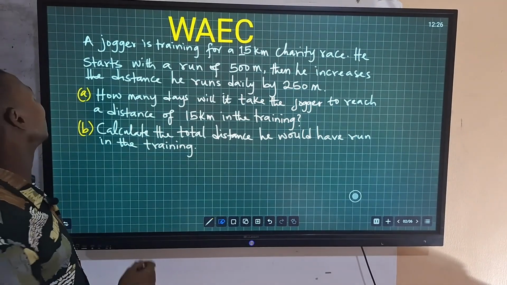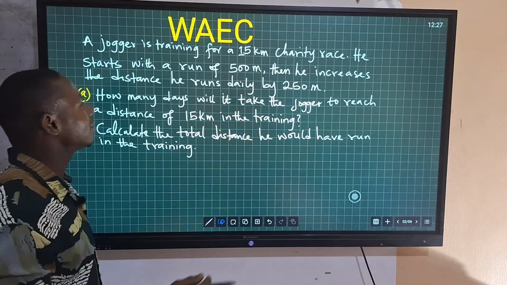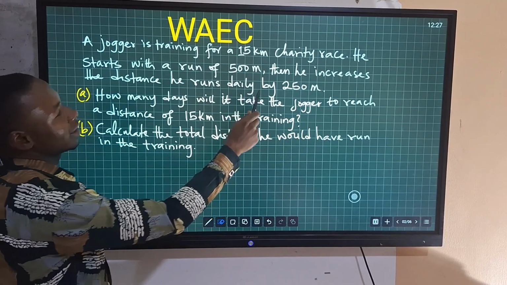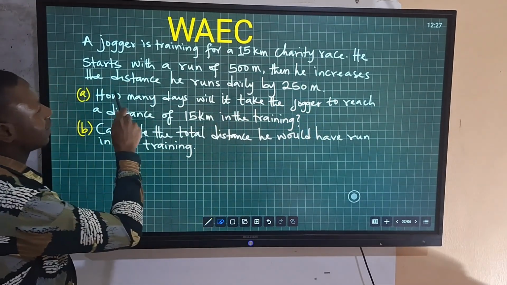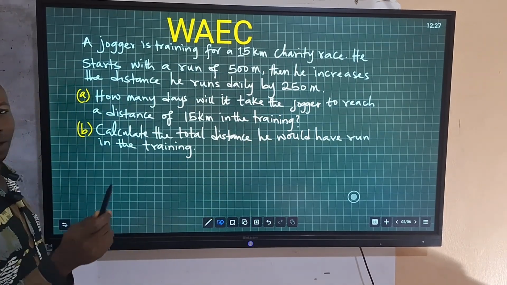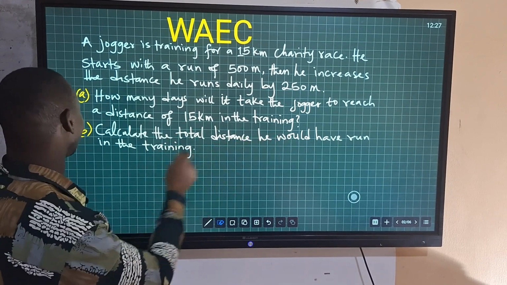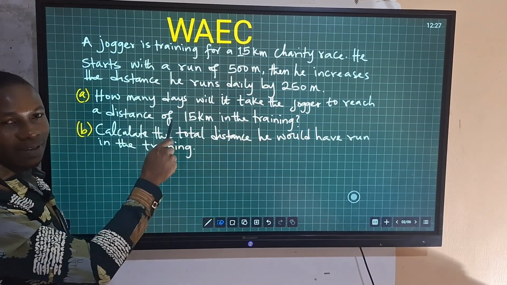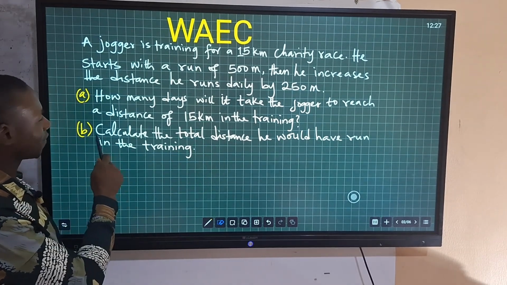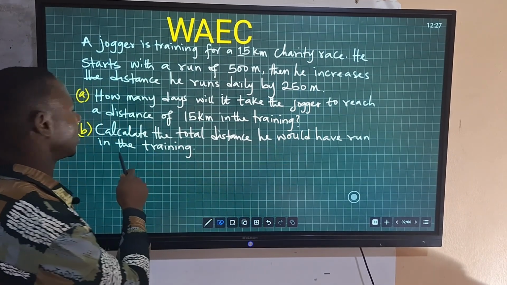The question says, a jogger is training for a 15-kilometer charity race. He starts with a run of 500 meters, then he increases the distance he runs daily by 200 meters. The first question says, how many days will it take the jogger to reach a distance of 15 kilometers in the training? The second question says, calculate the total distance he would have run in the training.